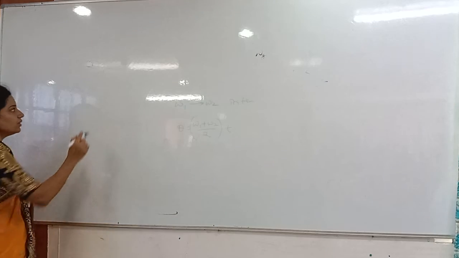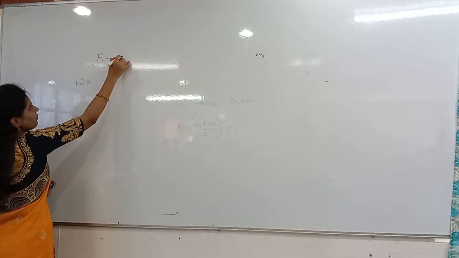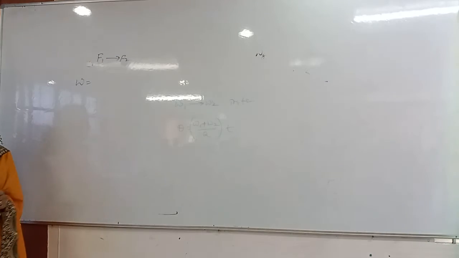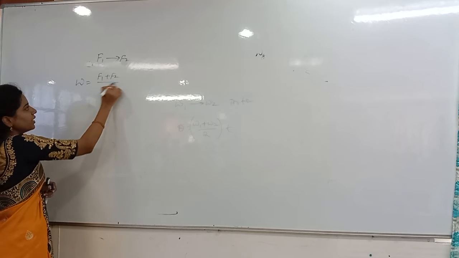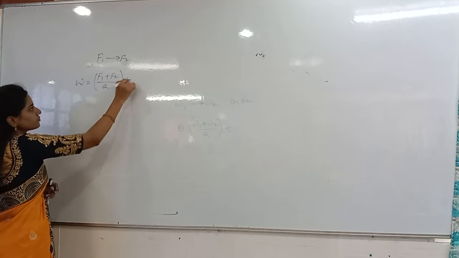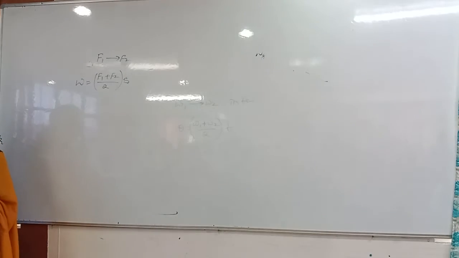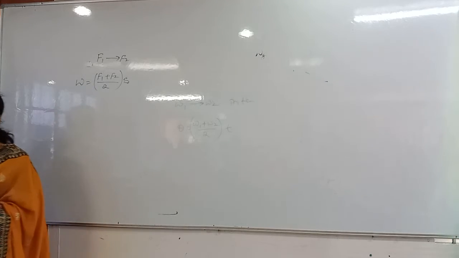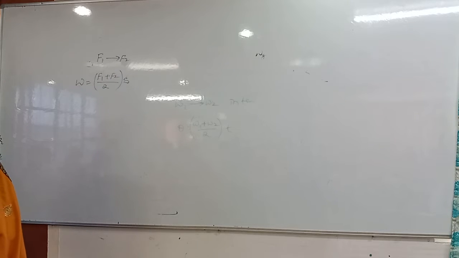So here also, whenever the force is changing from F1 to F2, the work done is F1 plus F2 divided by 2 into S, not T, that is S. That is the work done formula. Whenever something is changing in any interval, at that time always you have to take the average only, whether in kinematics or in this chapter. So F1 plus F2 divided by 2 into S, that's the answer directly.